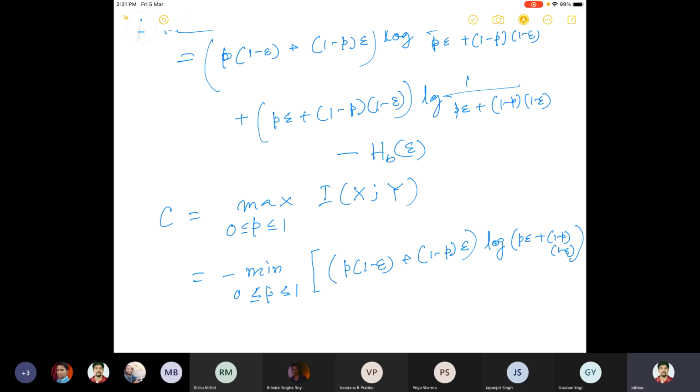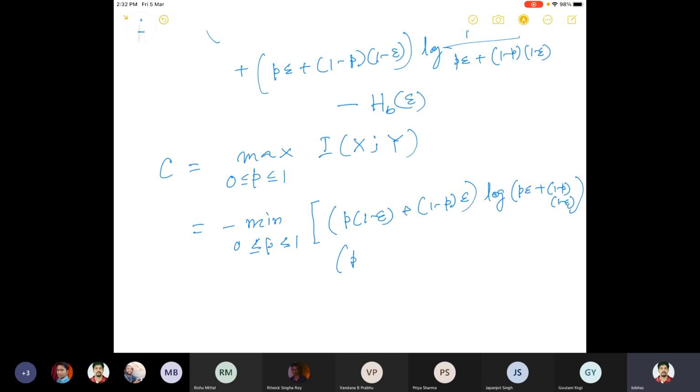I think after I did some calculations, so that I don't make a calculation mistake, this will be this times something. And this something will be something like this: P epsilon plus (1 minus P) times (1 minus epsilon), and then there will be log of P epsilon plus (1 minus P) times (1 minus epsilon), and then there will be plus H(epsilon). So this is the function.